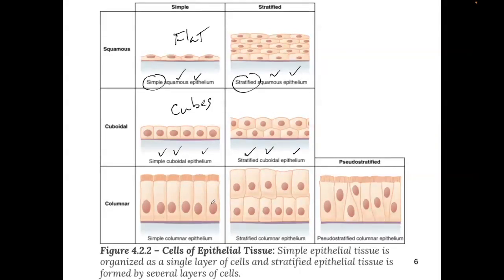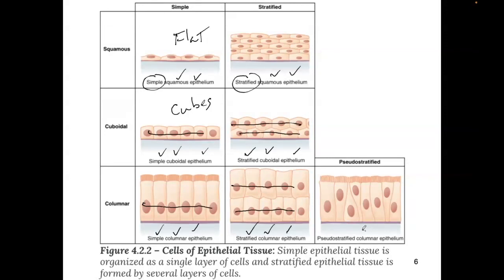Here, these are tall buildings or columns, and they're one cell layer. See how the nuclei are all even? That's how you can tell how many layers there are. So here, there's two layers. Here, there's one layer. Here, the nuclei are all aligned, one cell layer, so it's simple columnar epithelium. Here, we have multiple layers, but notice the nuclei are nice and aligned, so we call it stratified columnar epithelium.